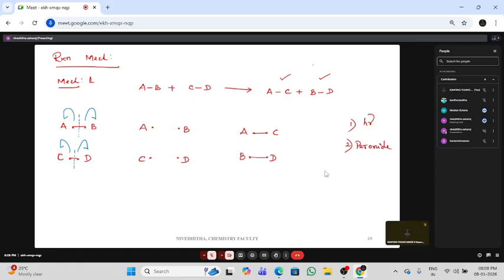Okay. So here, if AC is the product, then definitely A and C would have combined together. That is what the mechanism is. So after the chemical reaction happens only, we are writing the mechanism. It is not the other way around. So see, we have to understand these chemical species. They are not our substrates or starting materials, reactants. And similarly, they are not our products also. They are called intermediates.